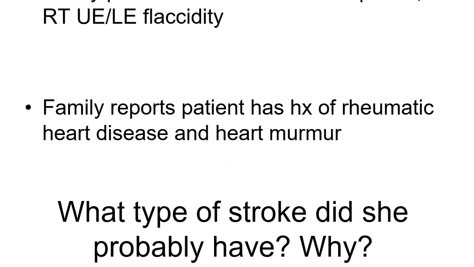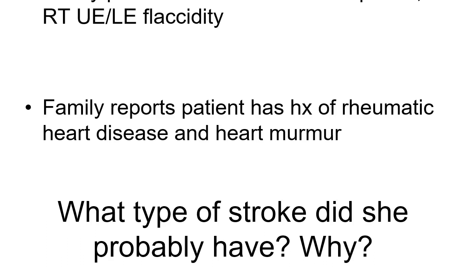So today she's presenting at the ED with slurred speech, right upper and lower extremity flaccidity. The family reports the patient has a history of rheumatic heart disease and a heart murmur. So what type of stroke did she probably have? It's probably an ischemic stroke because, number one, she had a TIA 6 months ago.